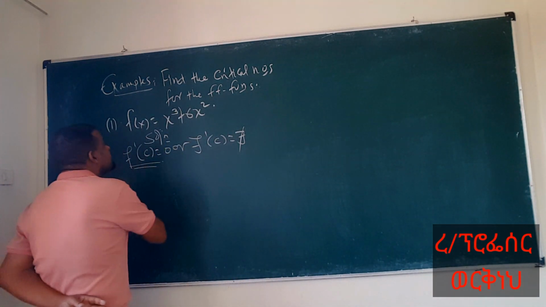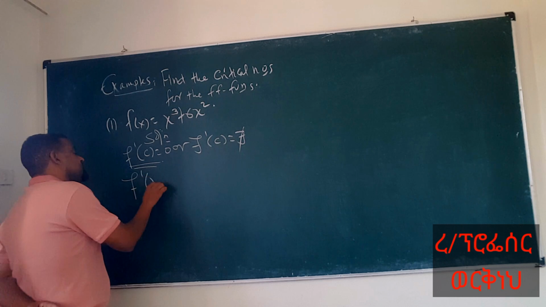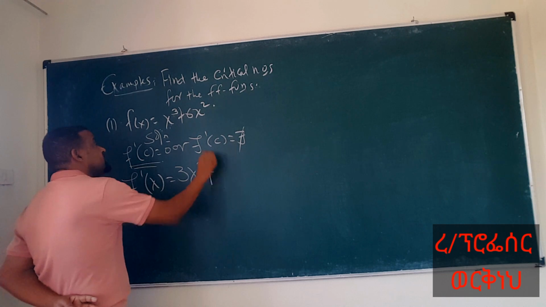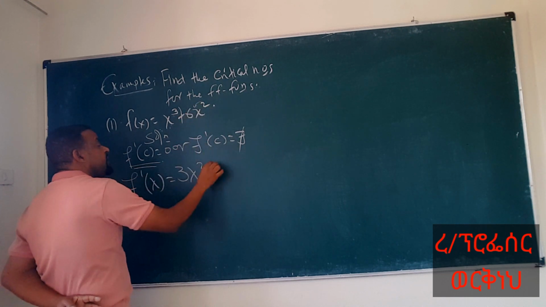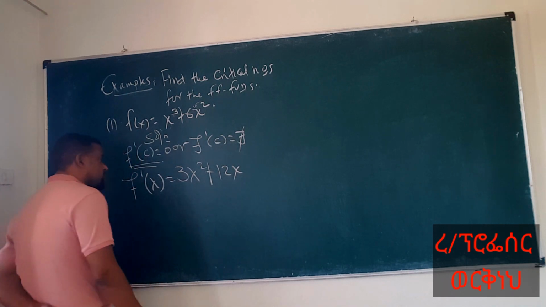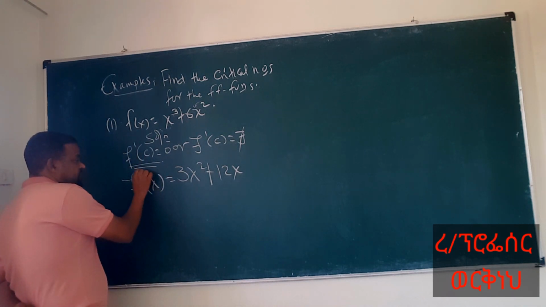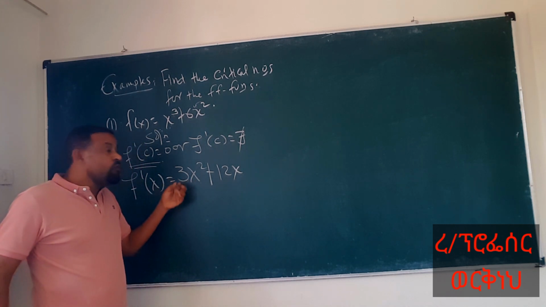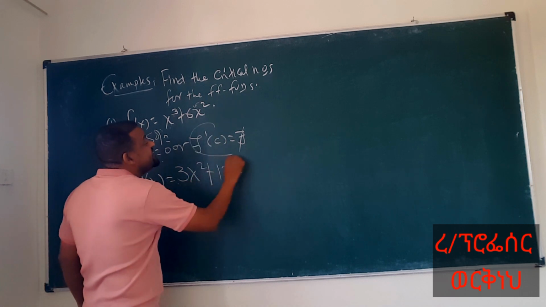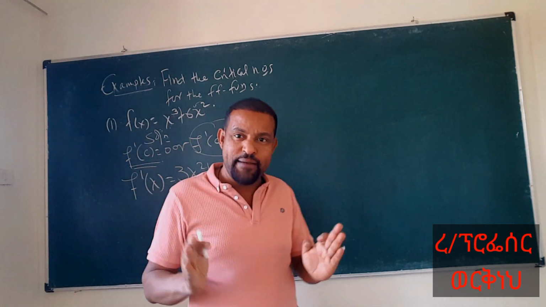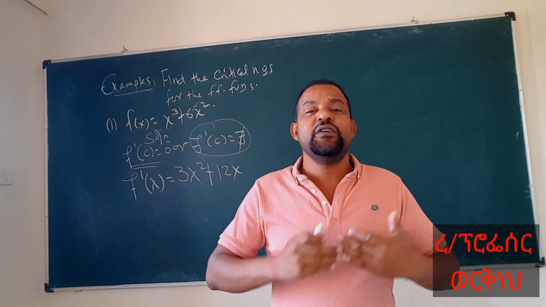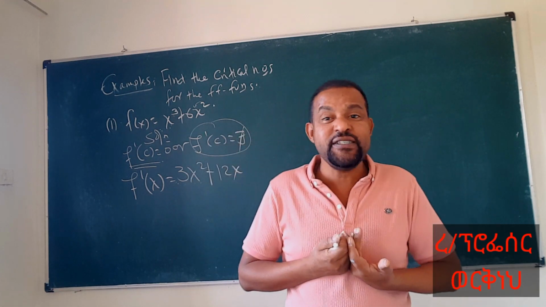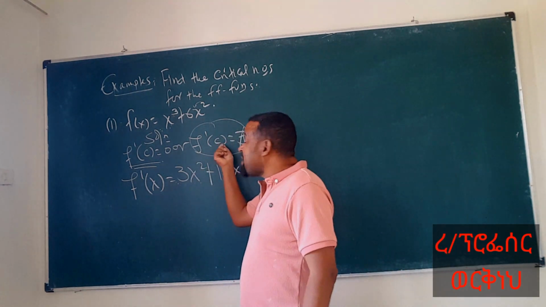So let's find the first derivative. The first derivative of this function is what? The derivative of x cubed is 3x squared, plus the derivative of 6x squared, which is 12x. Look, the domain of this first derivative is what? Our first derivative is a quadratic function. You know that the domain of a quadratic function is all real numbers. So there is no number where the first derivative doesn't exist.